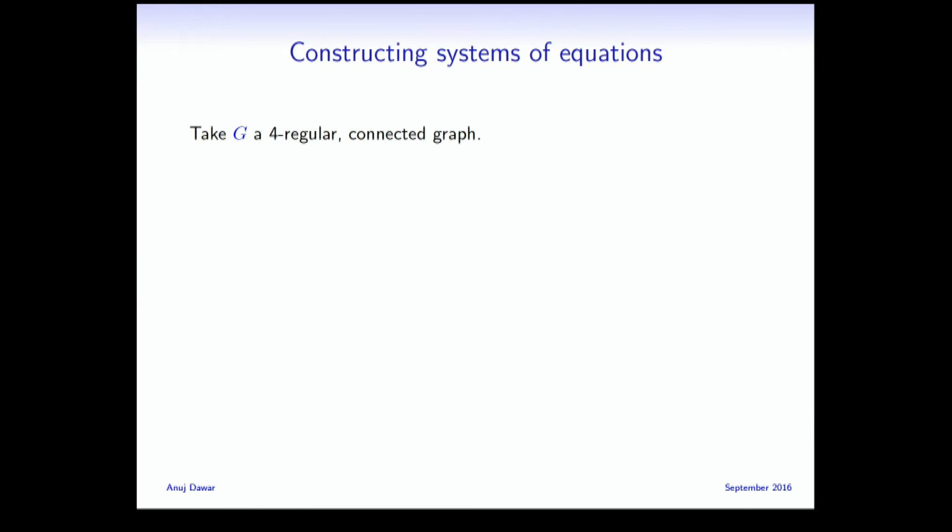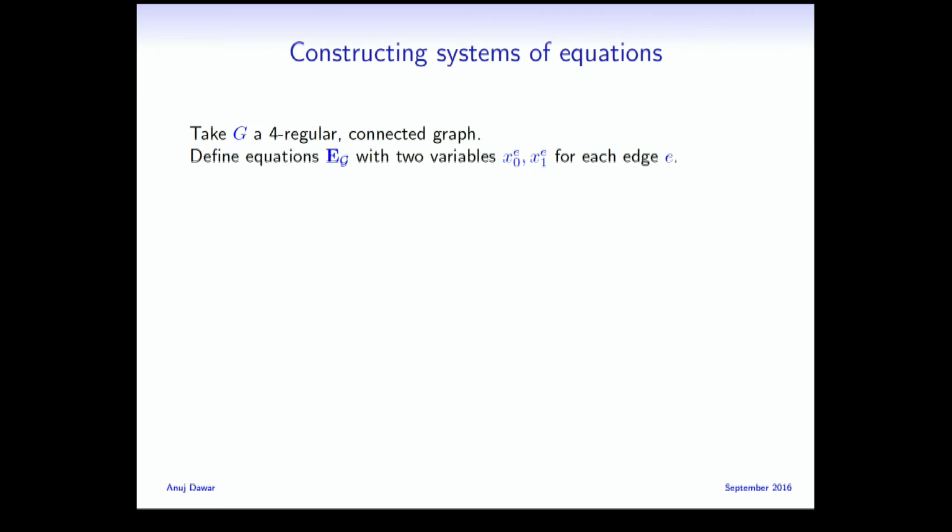So I'm going to start with a 4-regular connected graph. You'll see the reason for the 4 before. It's actually not necessary, you can get away with 3, but take a 4-regular connected graph. So every vertex has 4 neighbors. And from this I define a system of equations where the set of variables consists of the set of edges in the graph, with 2 variables for each edge. So I have twice as many variables as I have edges in the graph. So I'll call these variables x_e0 and x_e1 whenever e is an edge.